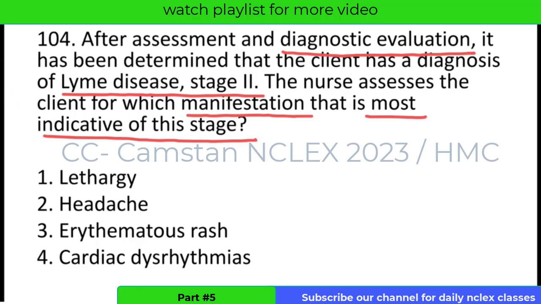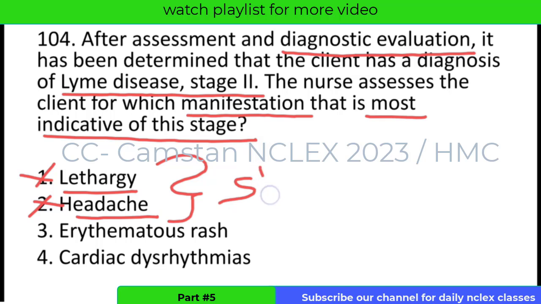Here the first option is lethargy. As we discussed in the various stages of Lyme disease, flu-like symptoms occur in stage first of Lyme disease, that is headache, lethargy. These are the flu-like symptoms that mainly occur in stage first of Lyme disease. So these both are incorrect options here, because these are seen in stage first of Lyme disease.